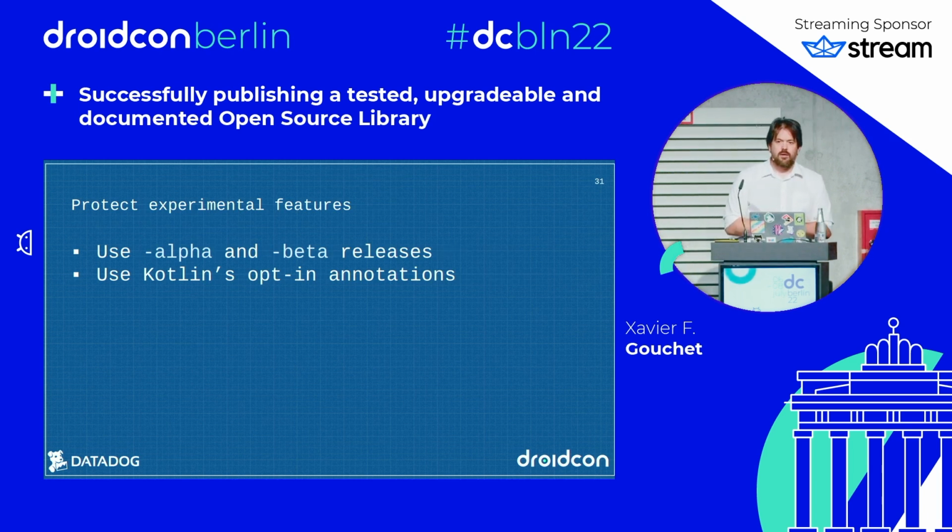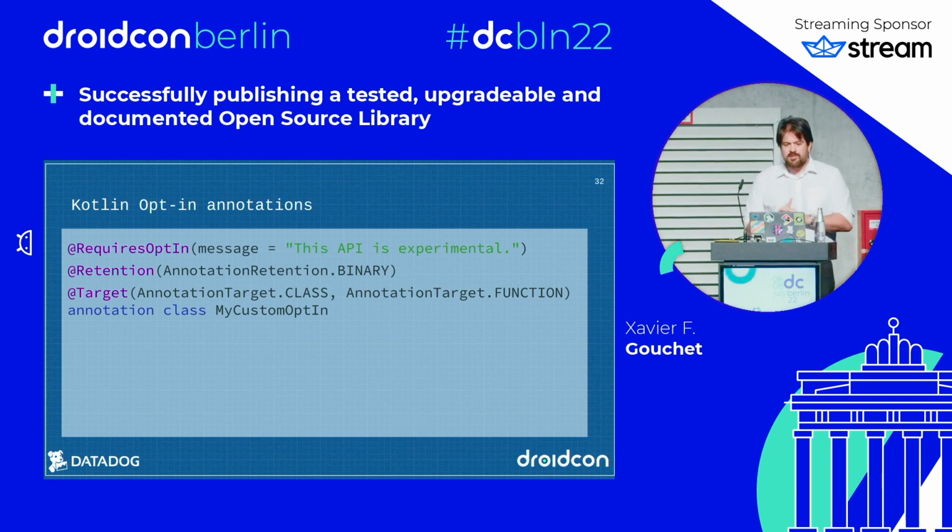And also, you can use Kotlin's opt-in annotations. The Kotlin opt-in annotations basically allow you to create a custom annotation. Here, it's going to be called MyCustomOptIn, and it uses this RequiresOptIn feature that says, hey, this API is experimental.